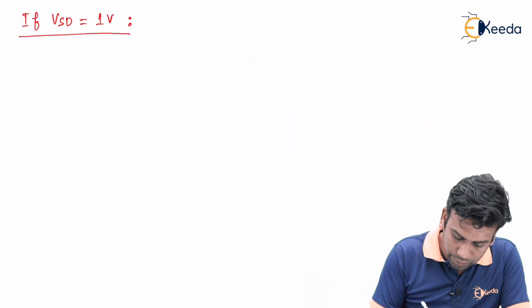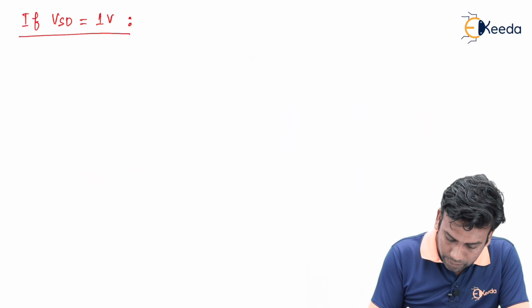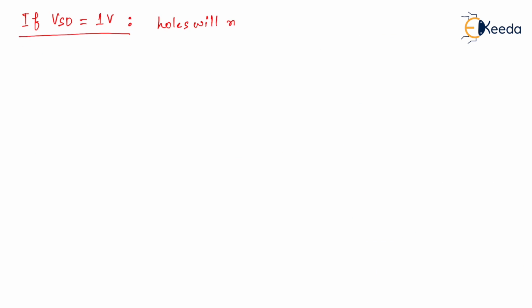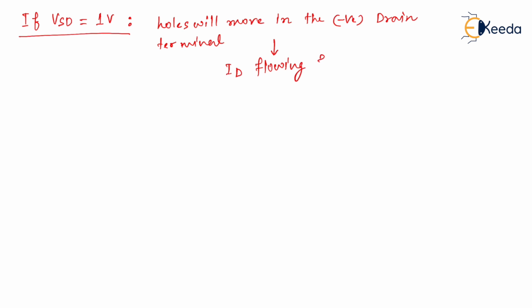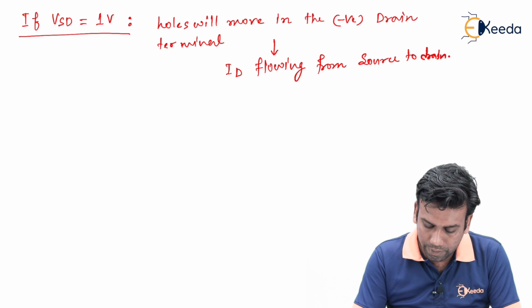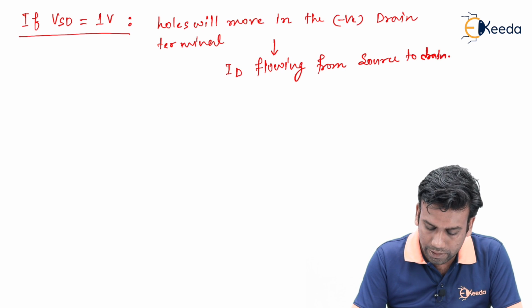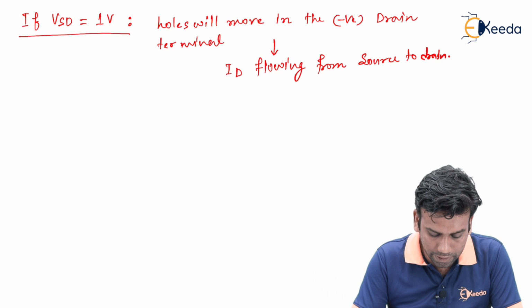So we can write, when VSD equals 1 volt, holes will move in the negative drain terminal. That's why we will get a current ID flowing from source to drain. In this way we can get a current ID inside the P channel JFET by applying VSD equal to 1 volt.